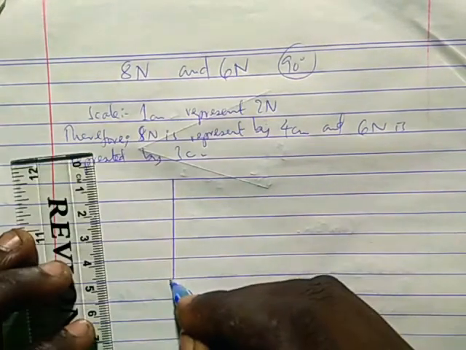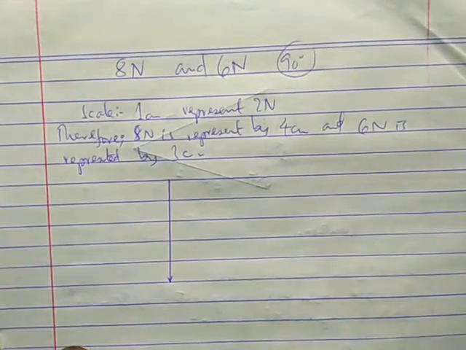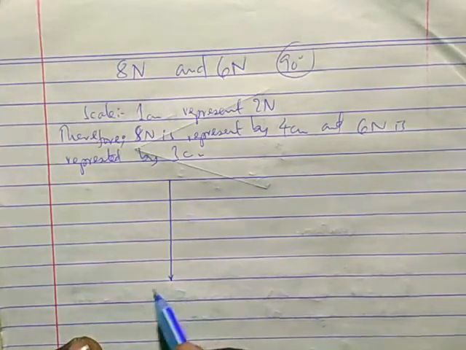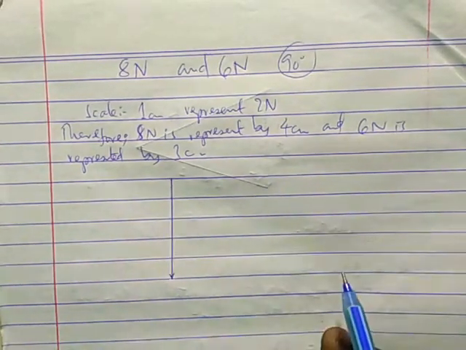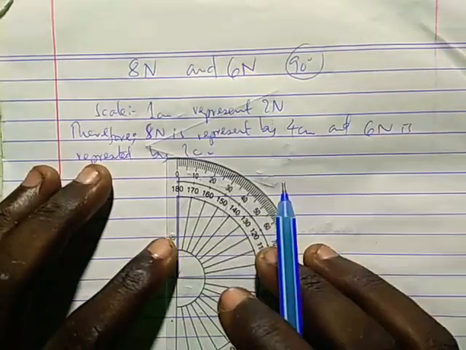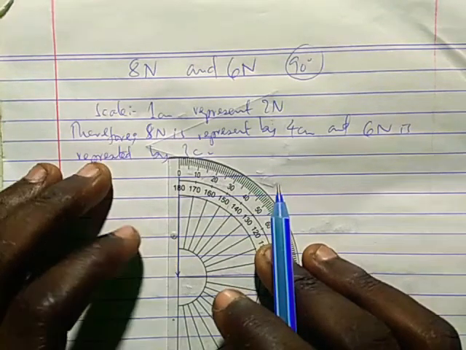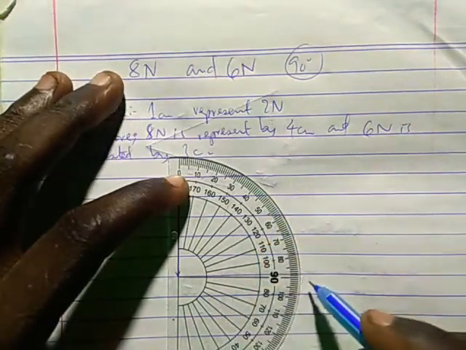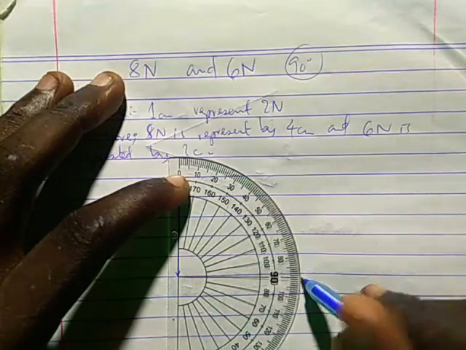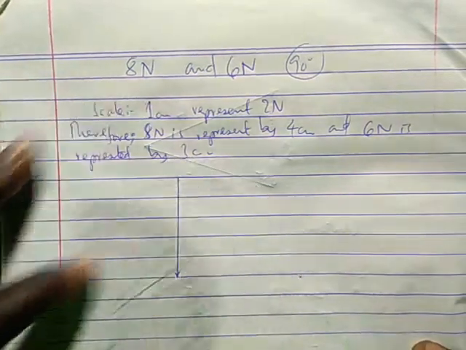This is our first vector. And then vector P lazima awe perpendicular. So kwa hii vertical line niyochola perpendicular manake itakuwa horizontal. But kama hauamini sana mstari wako, ni vyema kutumia protector. Then kwa protector angle ya 90 ni hapa. So this is the angle of 90 kwa protector.